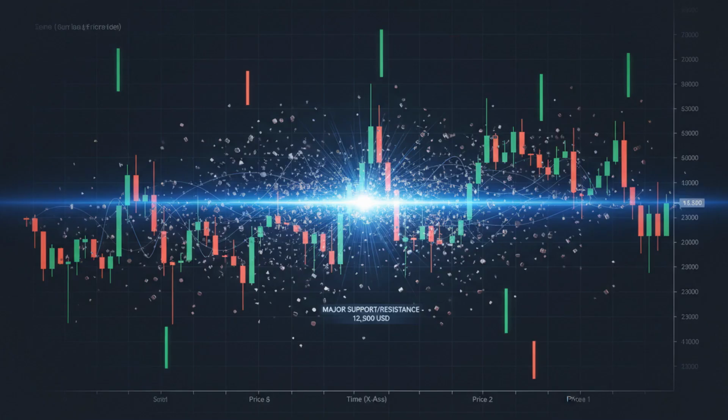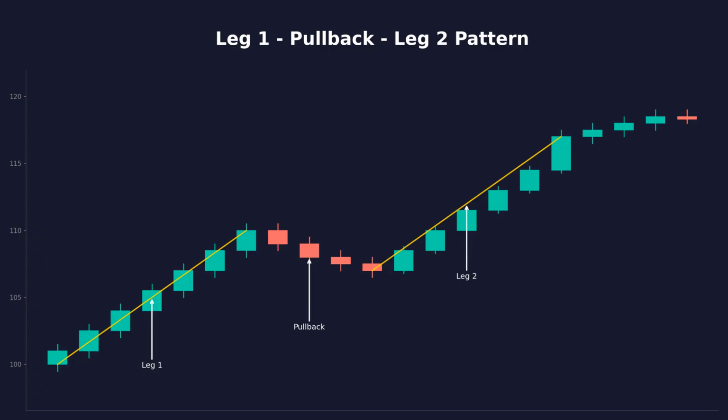Now, let's look at the magnets. Context also involves identifying where price is likely to go. These are support and resistance levels, measured move targets, or previous highs and lows. A common context tool is the measured move. If the market had a strong leg up and then paused, we project the height of that first leg upward. This target acts as a magnet for price action.